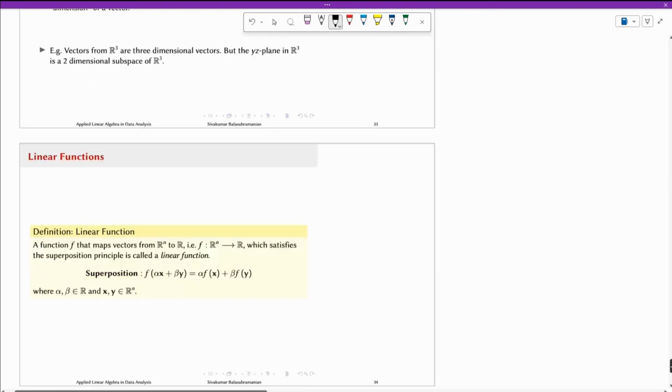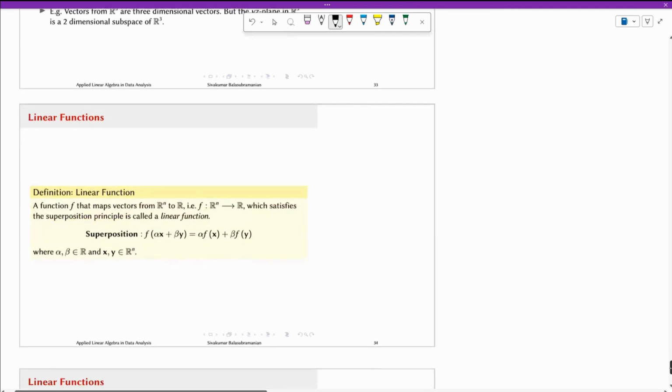Now we come to the last topic for this module, which is on linear functions. The definition is again quite simple. A function f takes elements from Rn, so it takes elements from a vector space, and produces a real number. That's the definition of a function. It takes elements from Rn and produces a real number.